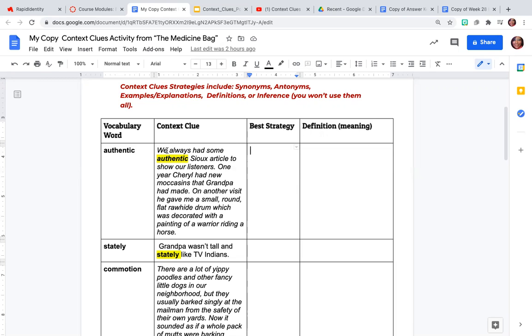Well, let's go back into the sentence. We always had some authentic Sioux articles to show our listeners. So we see the word authentic. As we continue to read on, one year, Cheryl had new moccasins. So here's an example. Right there, we see that this is an example. That is the best strategy, because you see in the sentences, it says Cheryl had new moccasins that Grandpa had made. On another visit, he gave me a small, round, flat, rawhide drum, which was decorated with a painting of a warrior riding on the horse. The new moccasins and the small, round drum are examples of authentic Sioux articles. So we would put in this column, example.